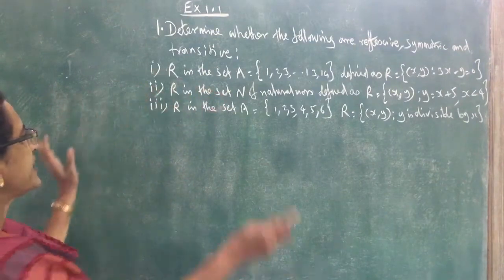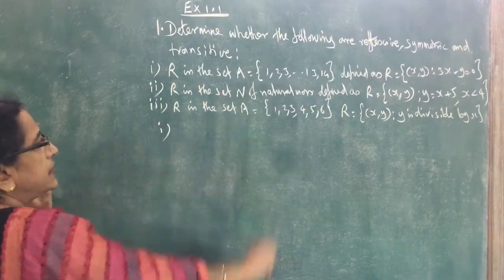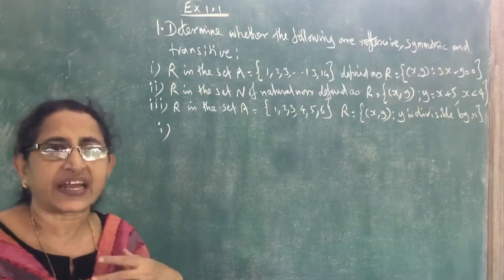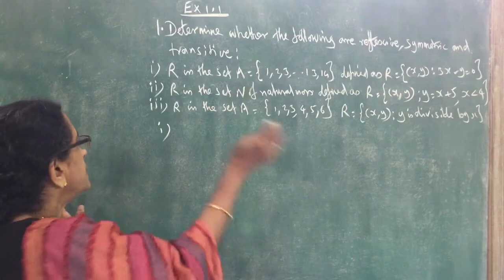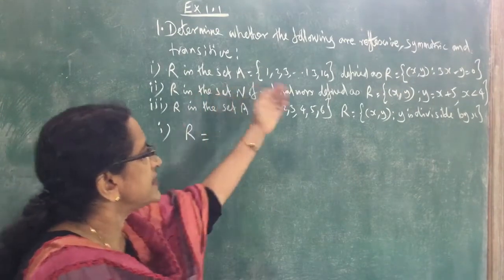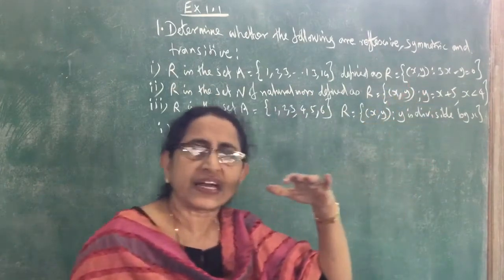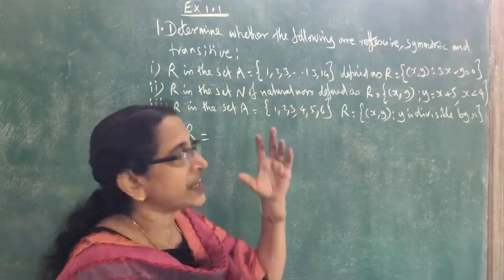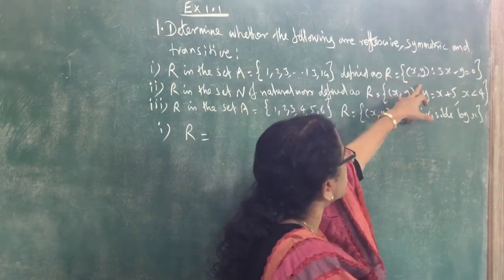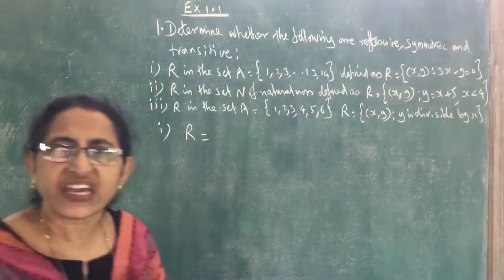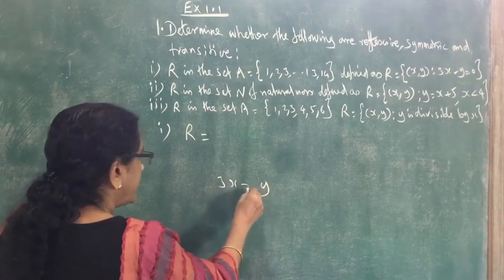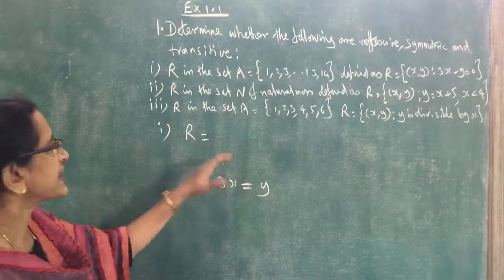So we can write that relation in the listing method, the roster form. We can write all the elements. Here it is given in the set builder form, and we can write it in the roster form. So here, the set of all ordered pairs (x, y) such that 3x minus y equal to 0, which means 3x equal to y. All such ordered pairs we can write in this set.